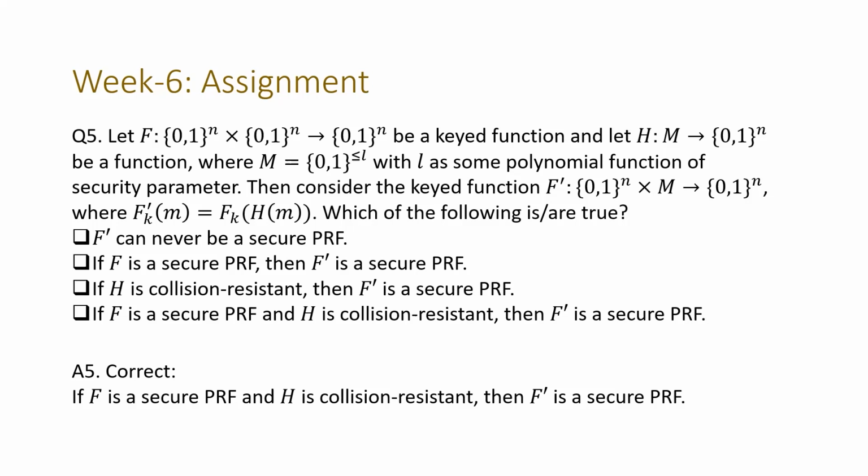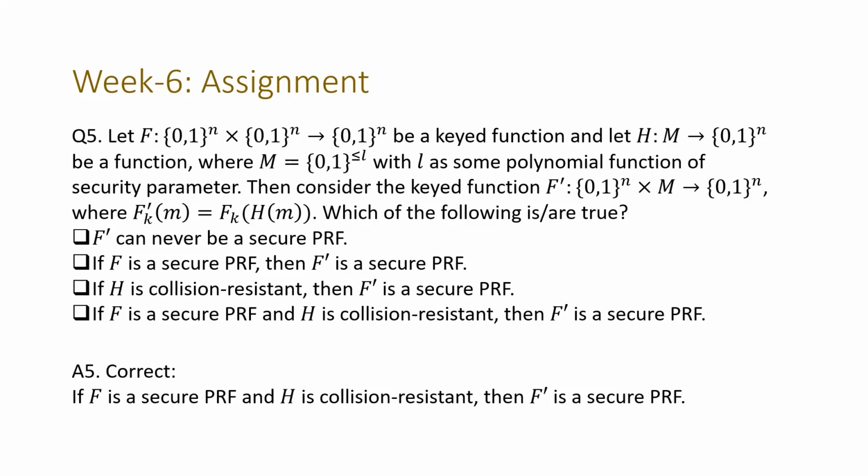Because in case of a truly random function, with inputs M1 and M2, the output will be completely independent and uniformly randomly distributed over the output space. So there is a negligible probability of getting the same output by querying with different inputs M1 and M2. But in case of F dash K, they will be essentially the same because the hash function H is not collision resistant for M1 and M2.